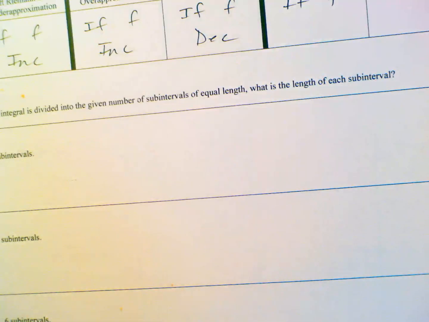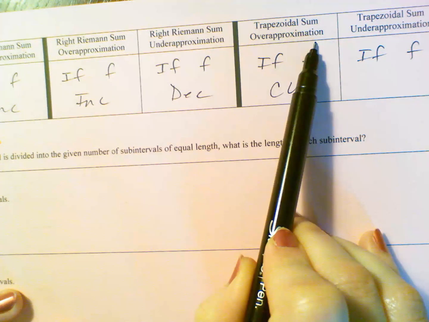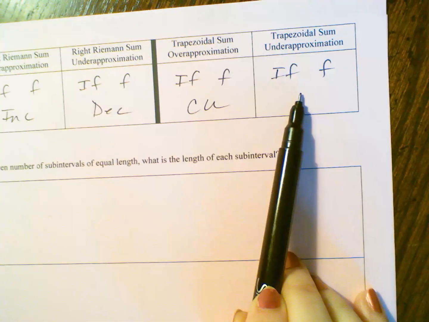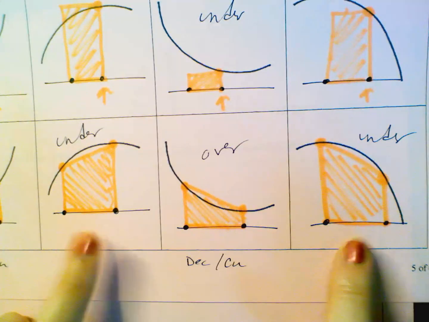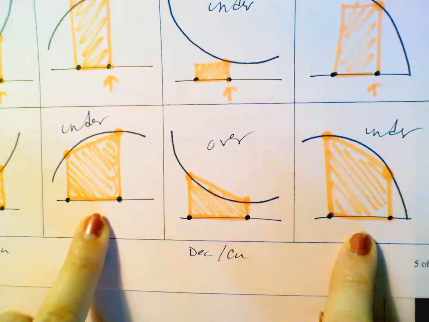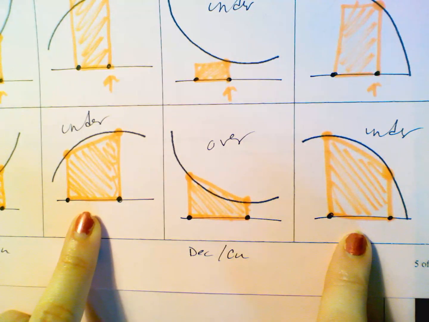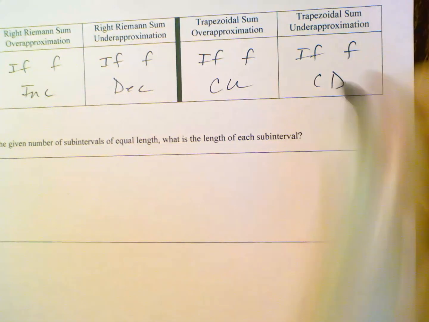So if F is concave up, the trapezoidal sum will be an over approximation. And then down here we have the concave down ones. This one's increasing, this one's decreasing. That doesn't matter. It's the concavity. It's the concave down that means that the trapezoid will give you an under approximation.